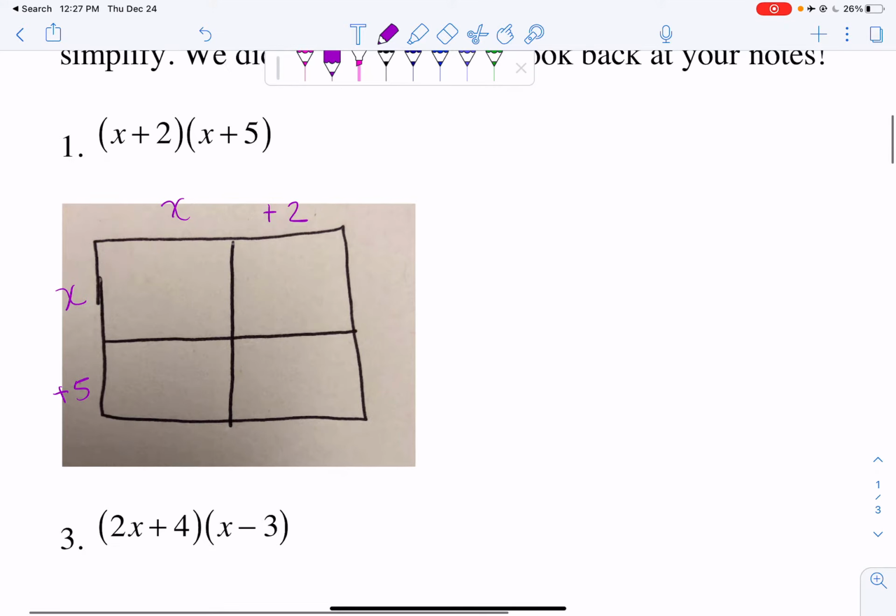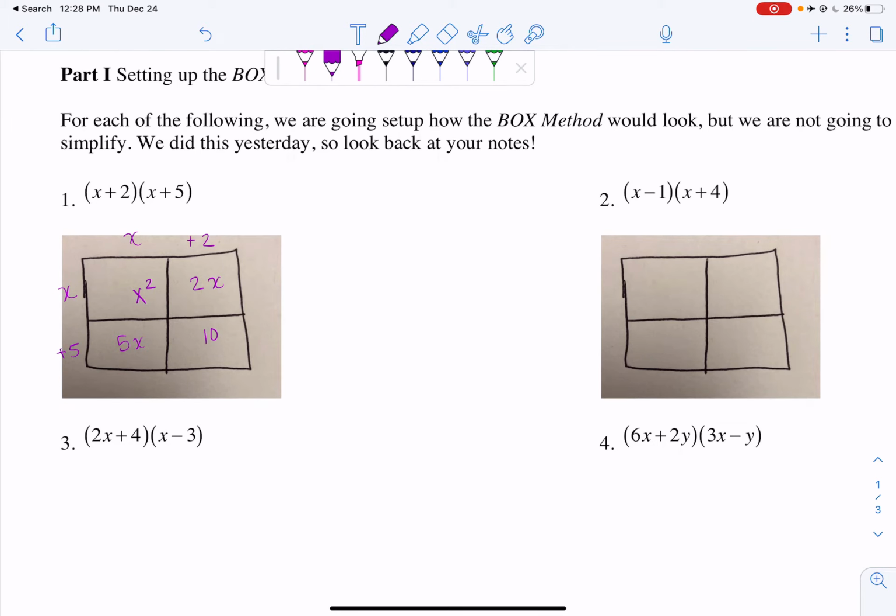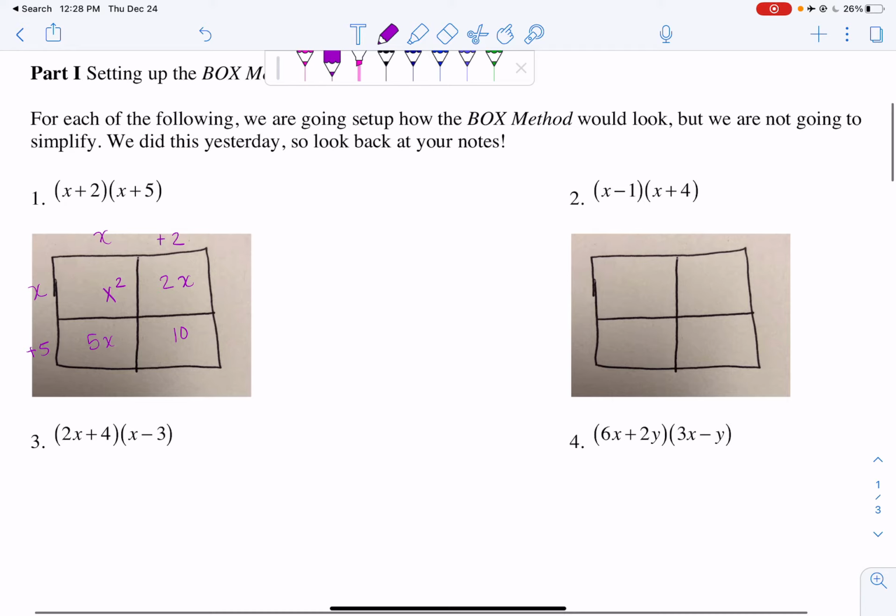So I'm going to do x times x, which is x squared. I'm now going to do x times 2, which will give me a 2x. And then I'm going to do 5 times x, which will give me 5x. And then last but not least, I'm going to do 5 times 2, which will give me a 10. We are not going to do anything else right now. We are simply setting up our box to show you how to use the area model.